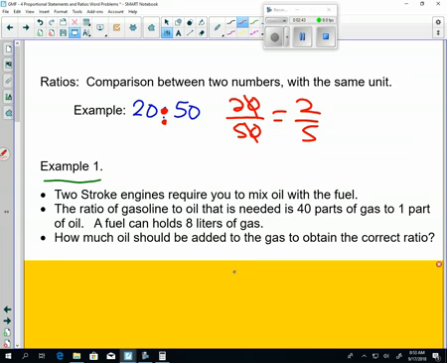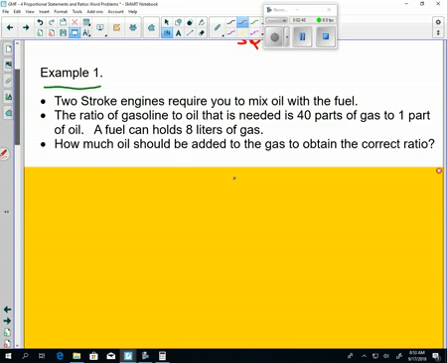So here's an example of a word problem that we can write as a proportional ratio. 2-stroke engines like lawnmowers need to have oil mixed with the gas. Generally, an engine like a lawnmower or a small boat motor will tell you what the mixture of oil to gas is. In this case, we have to mix 40 parts of gas to 1 part of oil. We have a fuel can, one of those red cans. It can hold 8 liters of gas. How much oil do you put in it?